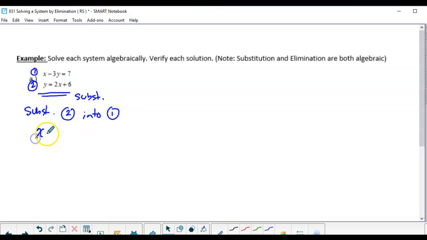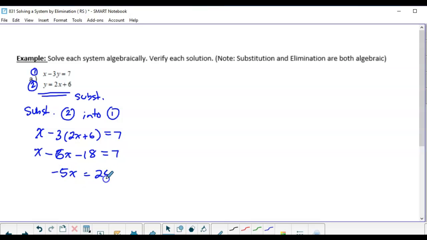So I have x minus 3 times (2x plus 6). Wherever there was a y, I put this expression. That equals 7. Expand the brackets, so that's x minus 6x minus 18 equals 7. That's negative 5x equals 25. So x equals negative 5.